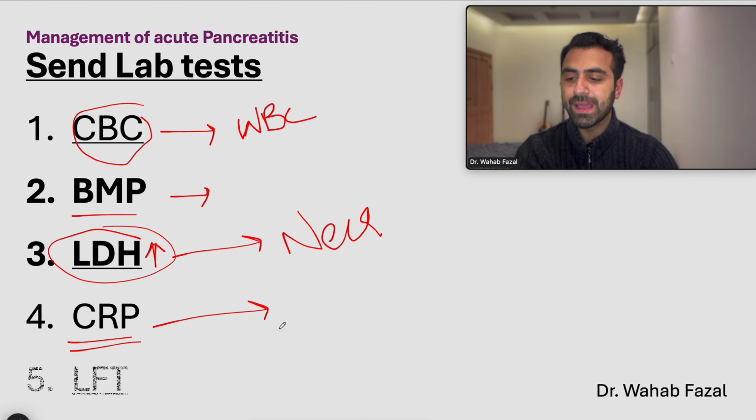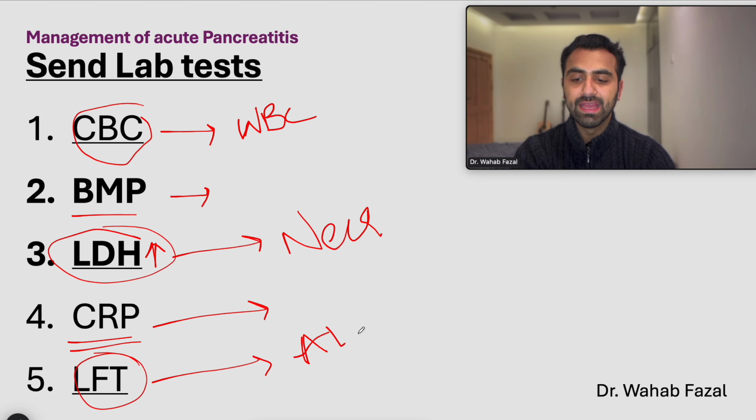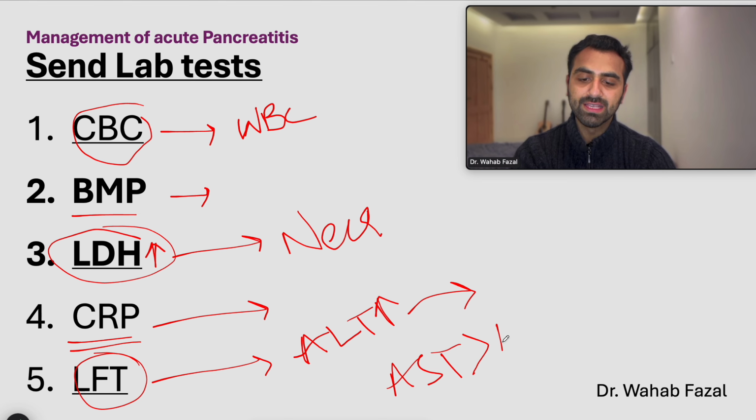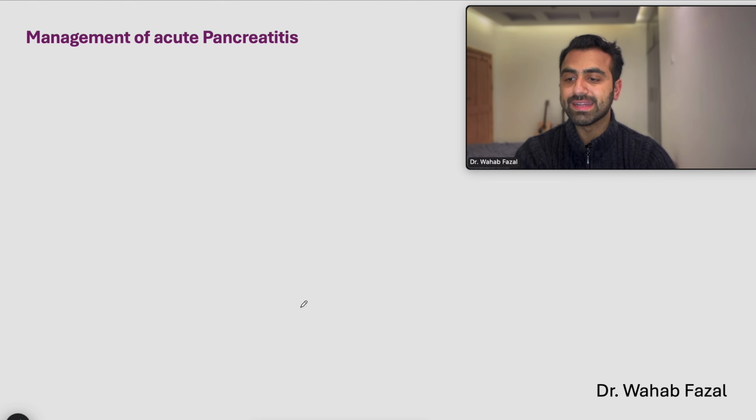And then you want to take a look at the LFTs, because if the ALT is higher than 50, you're suspecting biliary pancreatitis. If the AST to ALT ratio is skewed, then you're suspecting alcoholic pancreatitis.